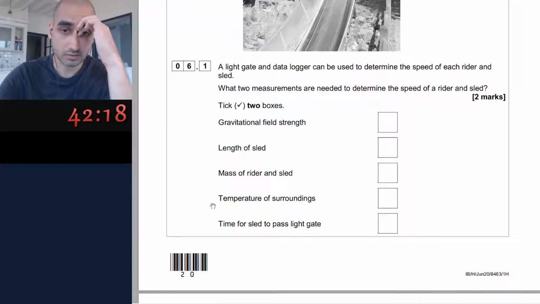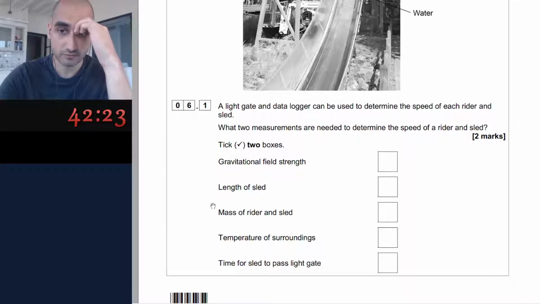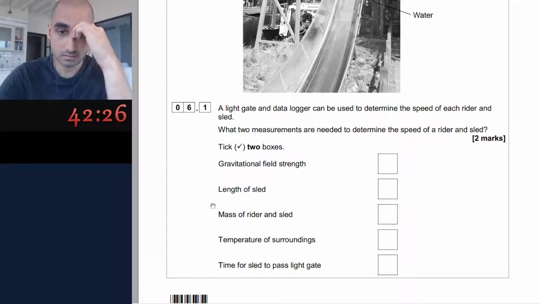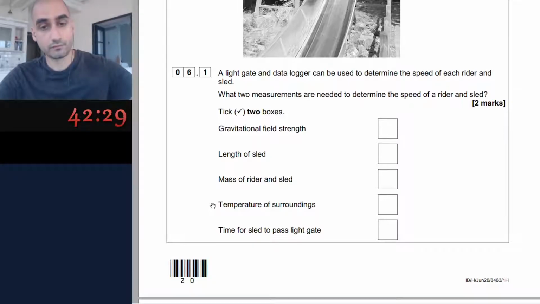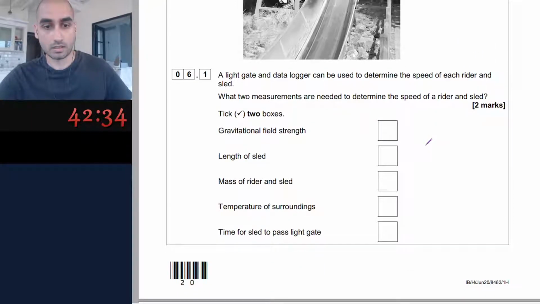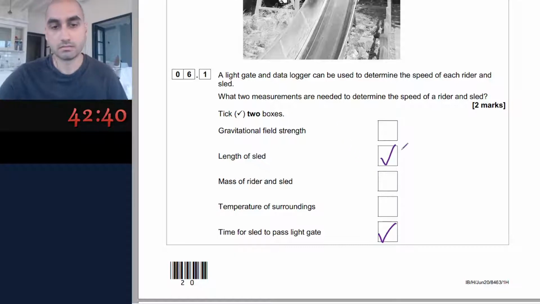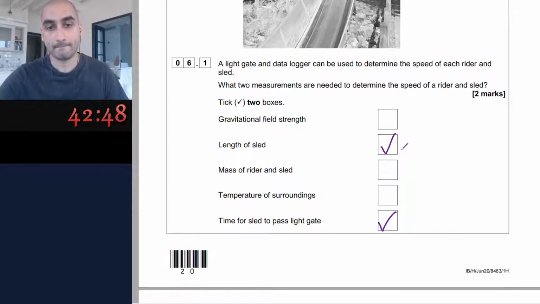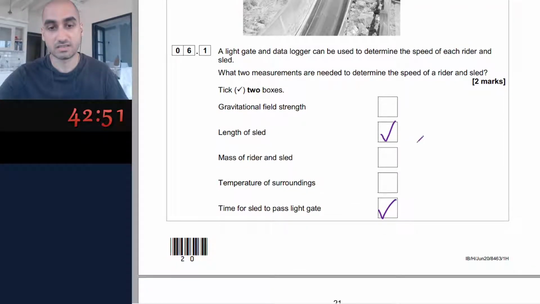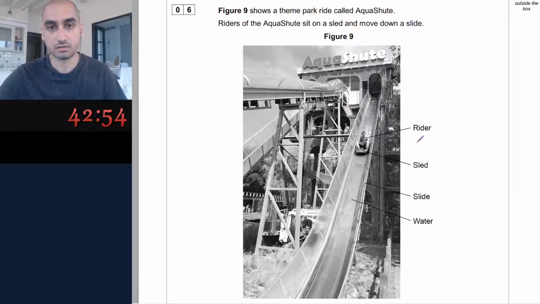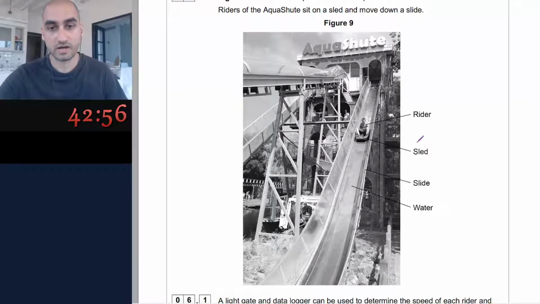A light gate and data logger can be used to determine the speed of each rider and sled. What two measurements are needed to determine the speed of a rider and sled? Okay, time for sled to pass light gate, length of sled. Not mass, as was it Galileo showed that mass is independent. Gravitational field strength is fixed. Temperature of surroundings is irrelevant. Unless it's like on fire.